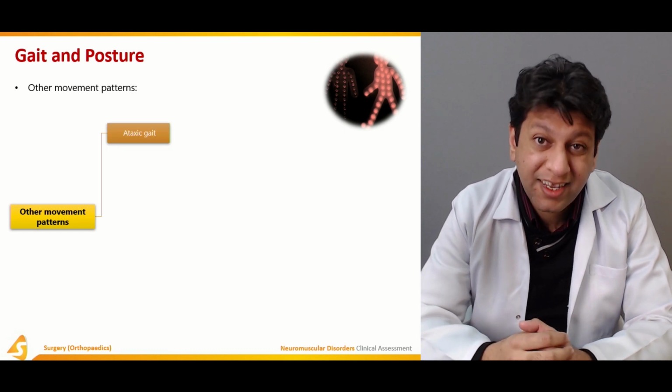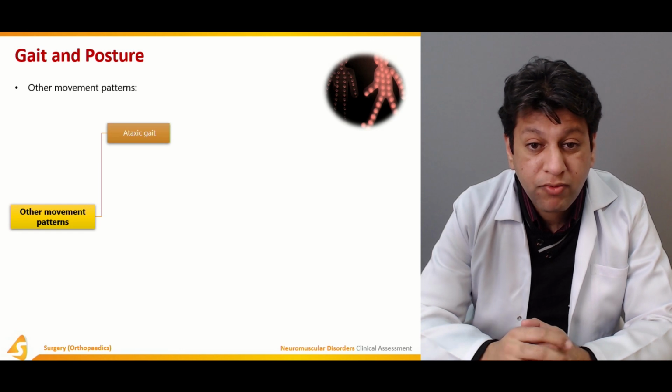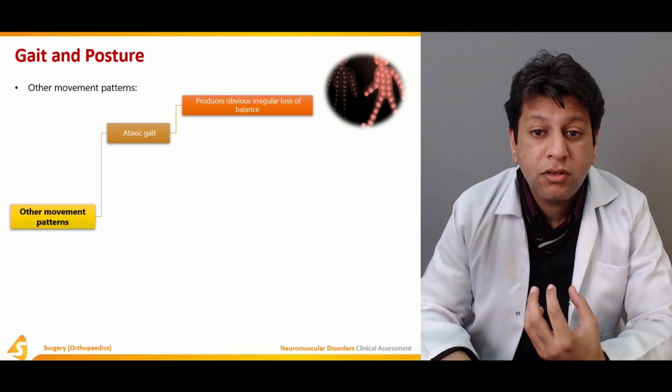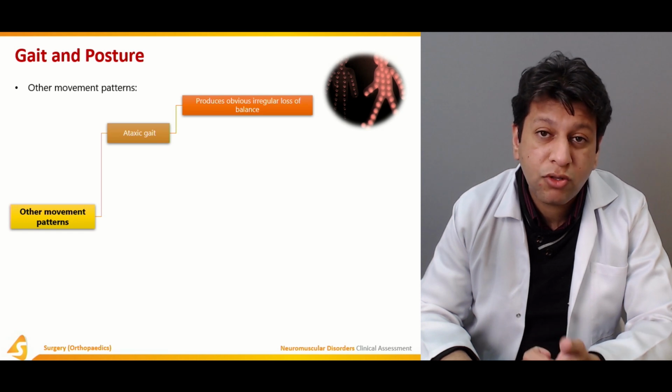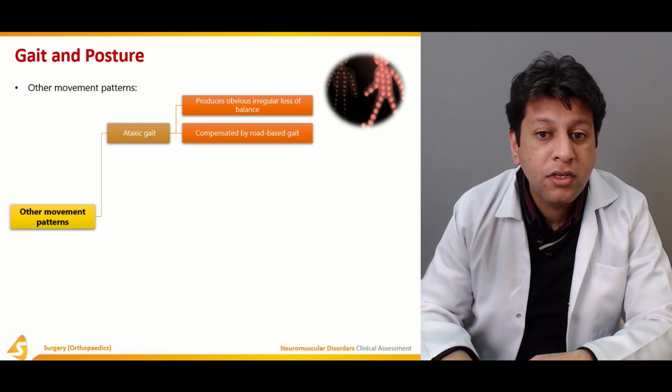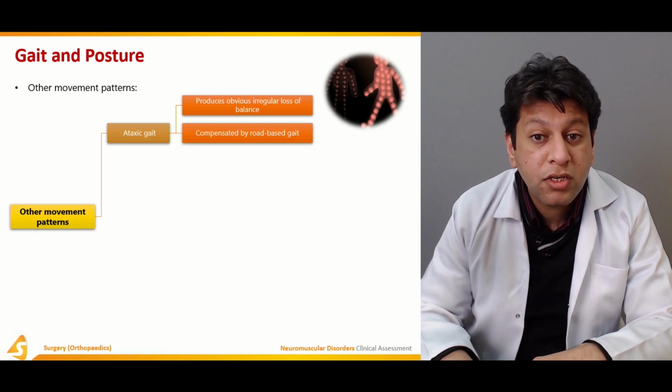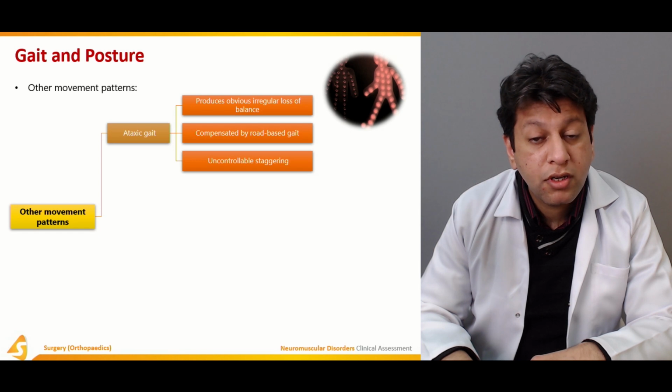This is called ataxic gait. This is another form of gait which produces obvious irregular loss of balance. The problem is not in the spine, but at the cerebral level. It is usually compensated by a wide-based gait and uncontrolled staggering.